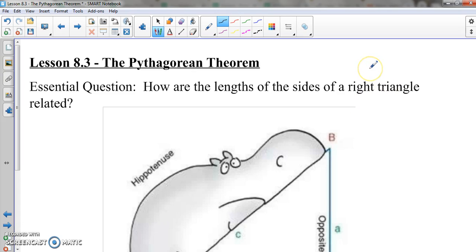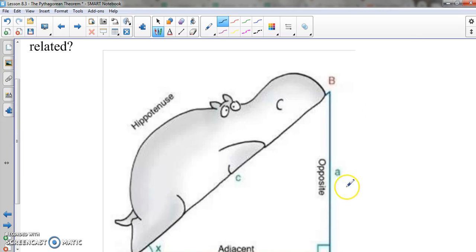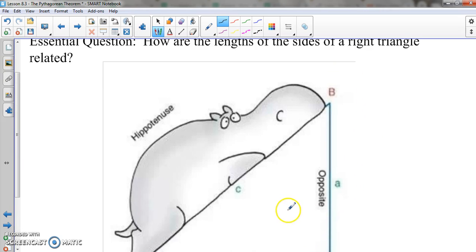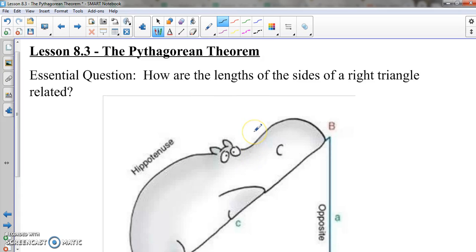In this lesson today, you guys are going to be learning about the Pythagorean theorem. The Pythagorean theorem only relates to right triangles. And remember, to make a triangle a right triangle, it has to have a right angle. We're going to talk about these different sides and why I have a silly picture of a hypotenuse up here in a moment. But for right now, guys, copy down the title of the lesson. It's called the Pythagorean theorem. And your essential question is, how are the lengths of the sides of a right triangle related?